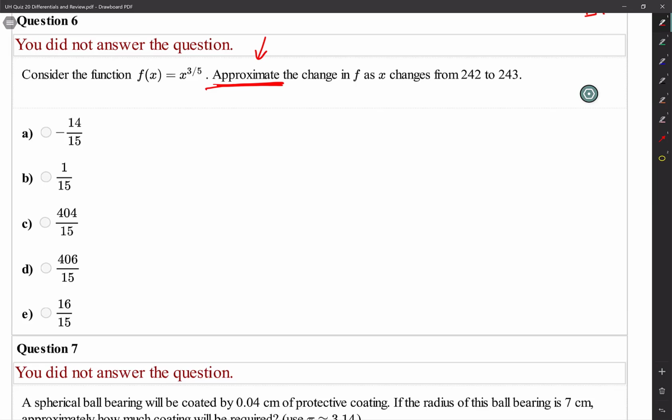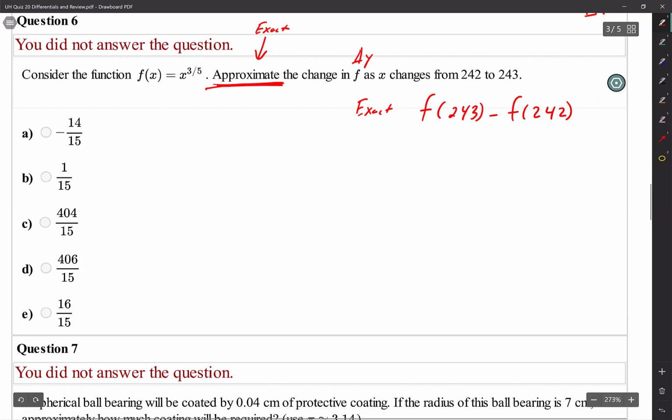If they were to tell us to find the exact, well, all this means the change in f. That really just means the change in y. If we want to know the change in y, all we will have to do for the exact, let me write exact, is go f of 243 minus f of 242. And this will give me the exact change in y. Does that make sense to you guys? But do they want exact? No, they want approximate. So because they want approximate, here's what you're going to do.